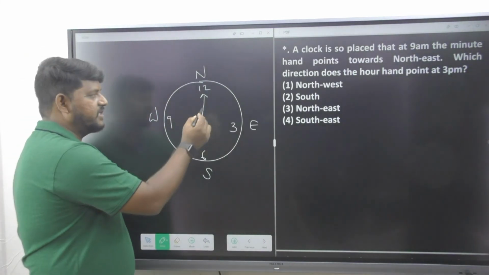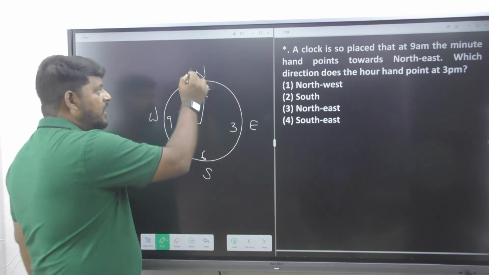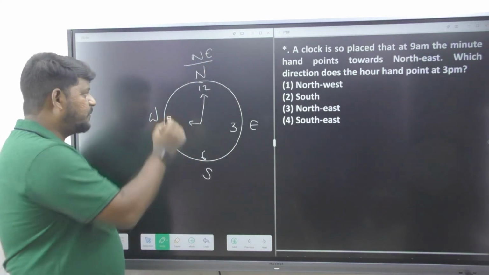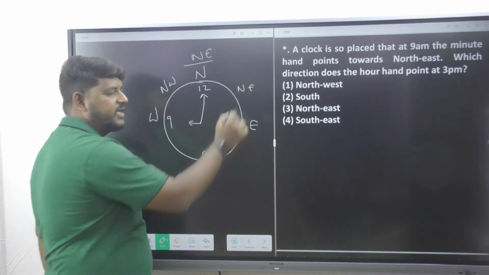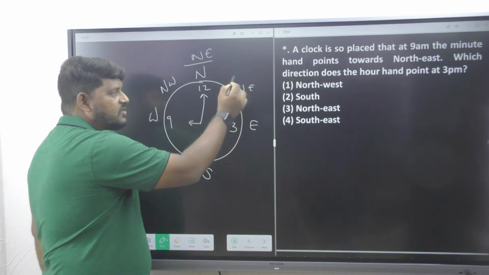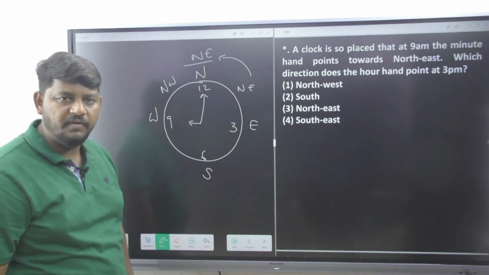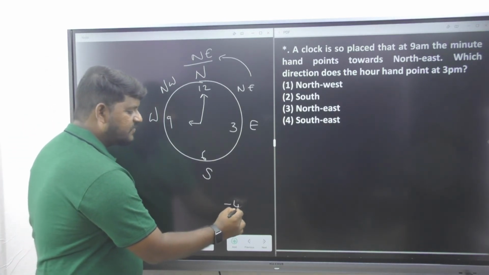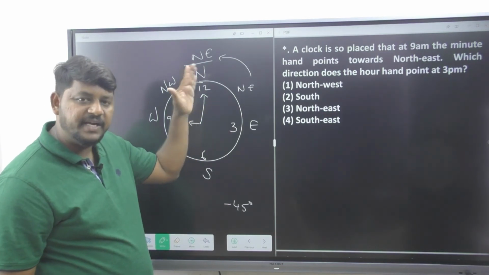Northeast direction, it seems. Originally it is pointing towards what? North direction, but now we are going to understand it as what? Northeast. So please observe here, northwest is over here and northeast is over here. So originally northeast is over here, but now it is moving and occupying the position of north. So how much is the angle turning? Minus 45 degrees, or you can say 45 degrees anti-clockwise.